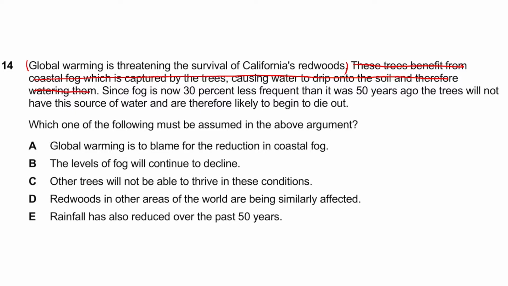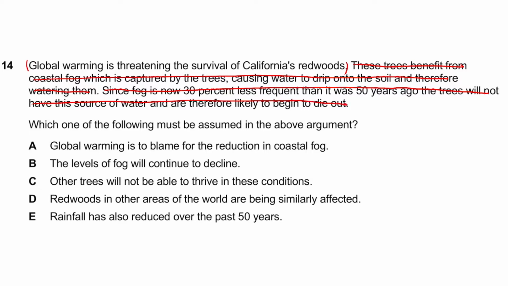Then it says, since fog is now 30% less frequent than it was 50 years ago, the tree will not have the source of water and therefore is likely to begin to die out. So this is, again, just facts, because remember, guys, given statistics and numbers, whenever you see that, it's a good indication that it's probably a factual statement. So we can just cross this all out as well.